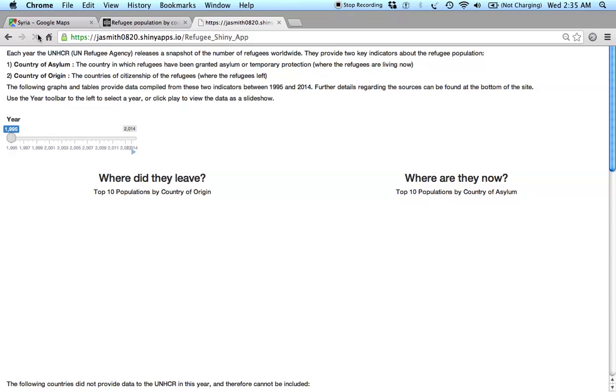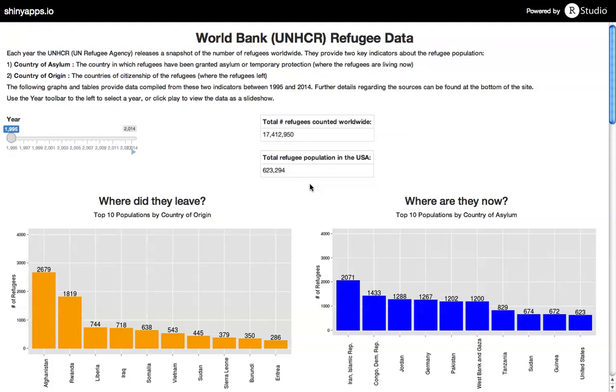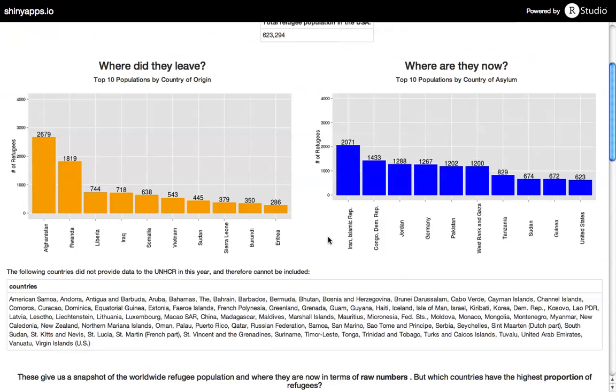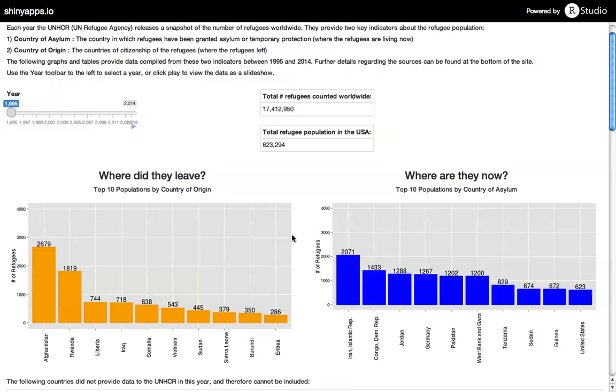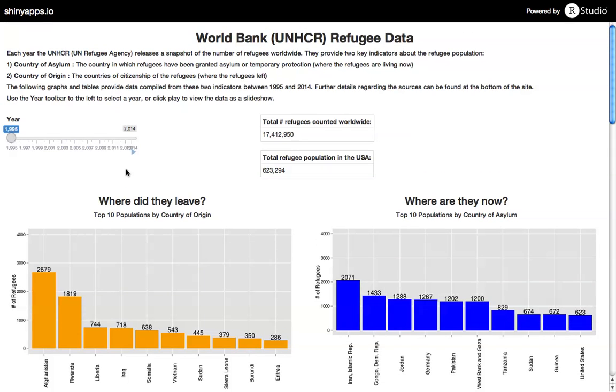The application starts at 1995. The first thing that you'll see is a total number of refugees count worldwide and the total refugee population in the United States. On the left, you'll see the population snapshot by country of origin with the top 10 highest countries displayed. On the right, you'll see the same, but for country of asylum. The graphs are in thousand, so the upper limit that says 4,000 represents 4 million. Each year, there are some countries who fail to provide data. They are mostly small nations, but here you can see the list. Let's hit play and see how trends changed over the past 20 years.